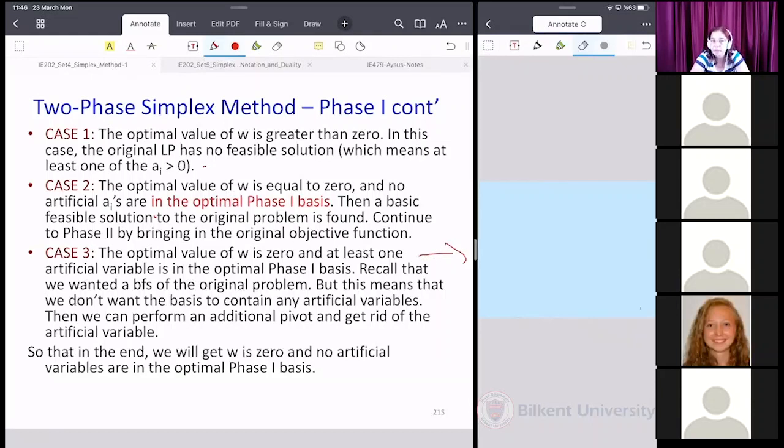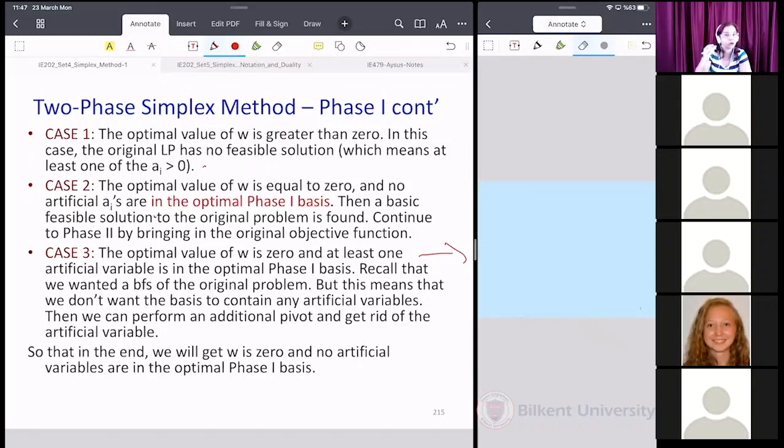There's another case that can happen. This is case 3. Phase 1 stopped and my objective function value is 0, but some of my basic variables are still artificial, though their values are 0, like the degeneracy we had in the normal simplex. Simplex optimized, the objective function value is 0, and your artificial is 0. What you can do is another step just to get the artificial out of the basis.